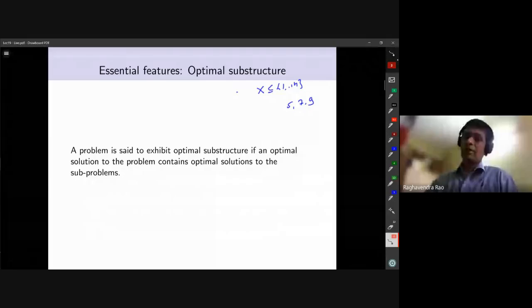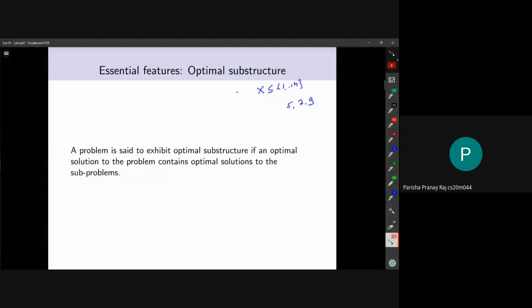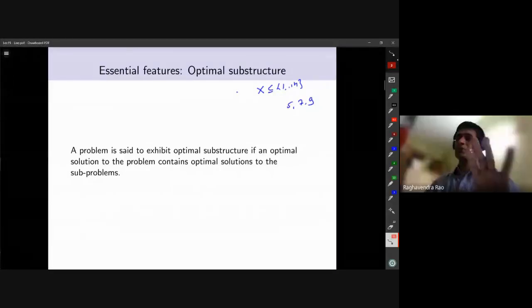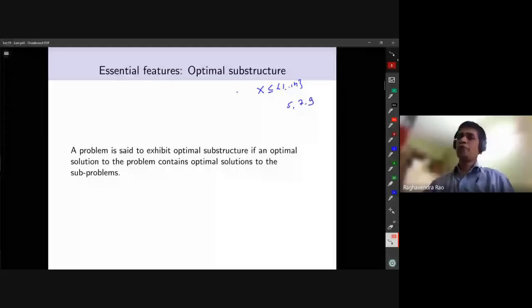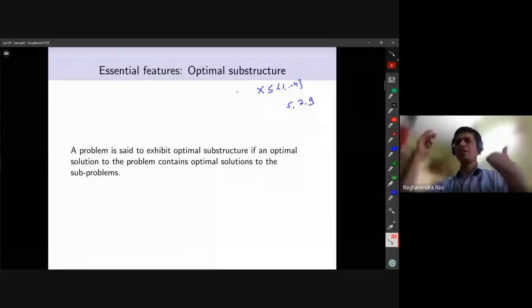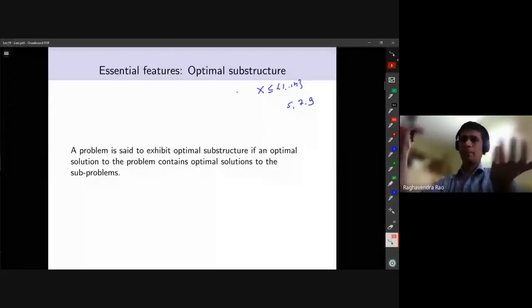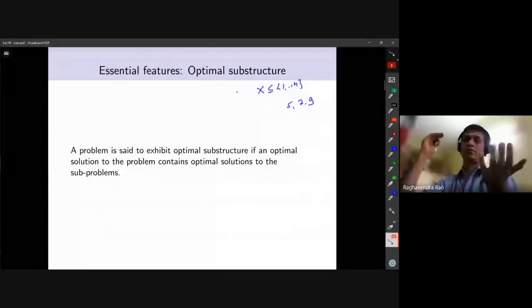No, this is not like divide and conquer. You're not dividing the instance into smaller sub-instances. Here, optimal substructure is a property. If I have a solution, and I take an instance which is a subset of the original instance, that is a sub-problem, then this solution should also contain a solution for that. That's all it says.